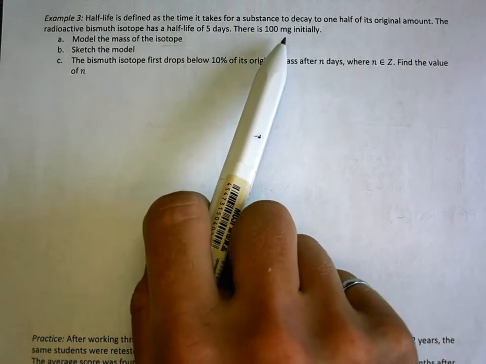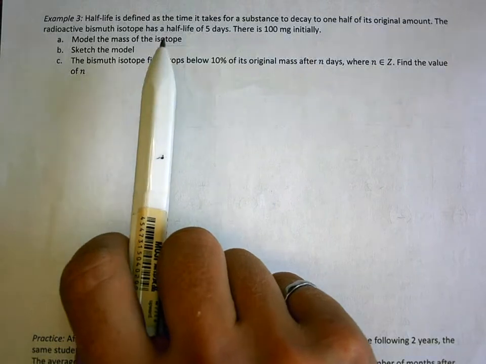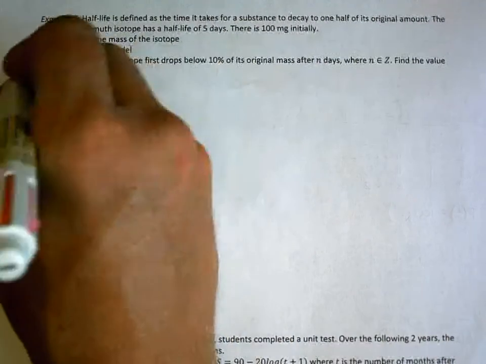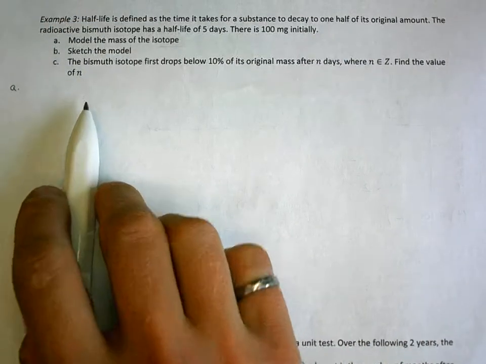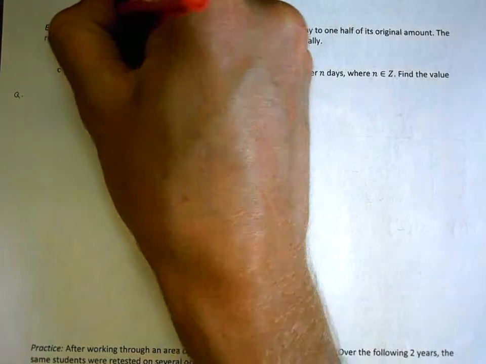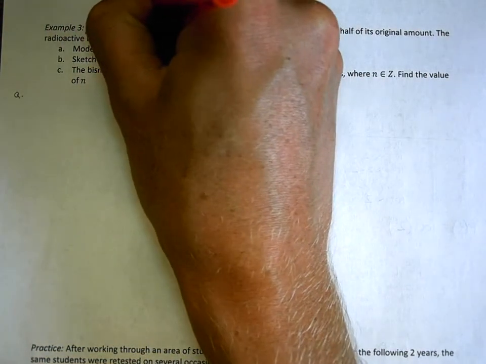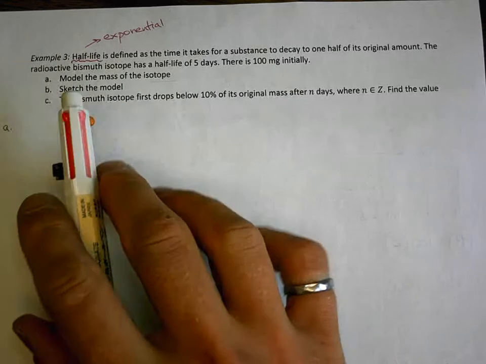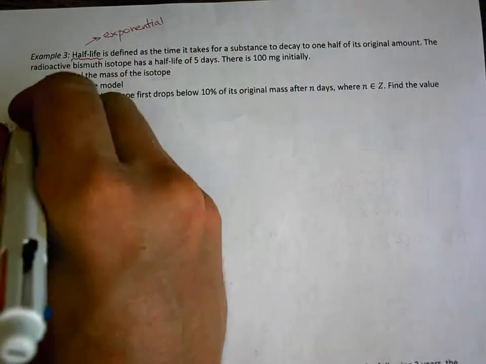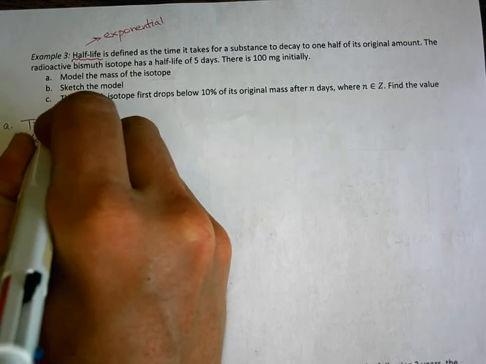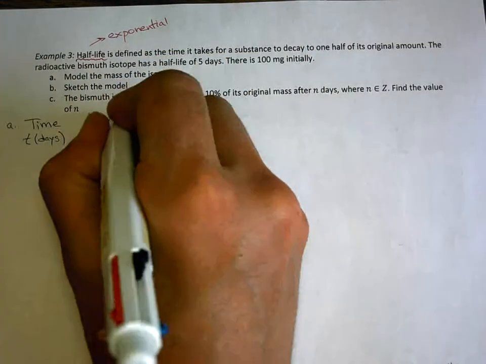There is 100 milligrams initially. Model the mass of the isotope. Well, model, I know from our previous question, means find an equation. And because it's half-life, it's dividing in half every 5 days, multiplying by half each time, well, that's an exponential sort of thing. So that tells me it's exponential. So if I'm going to model this, I'm going to use my strategy for modeling exponentials, which is to make a table. They didn't give me an equation, so I've got to figure it out myself.